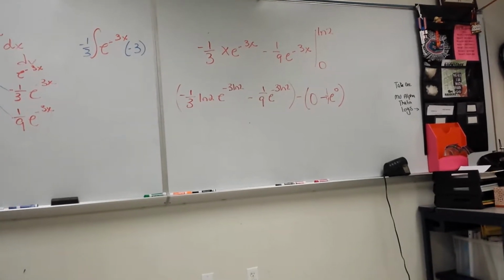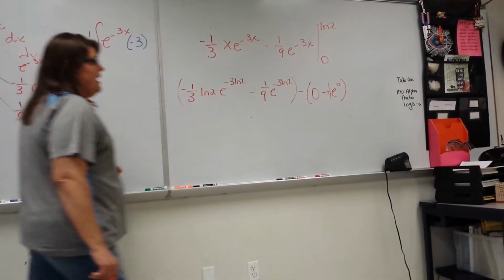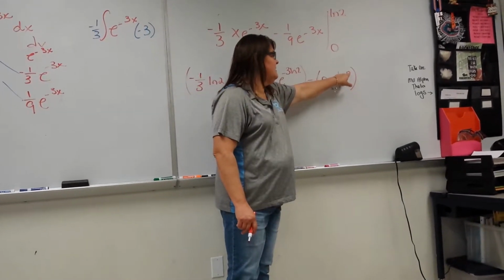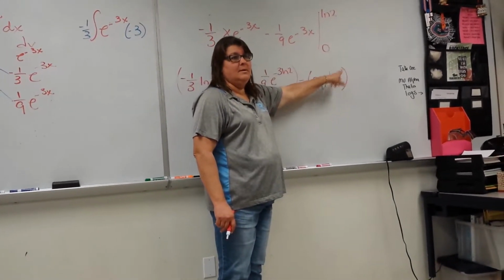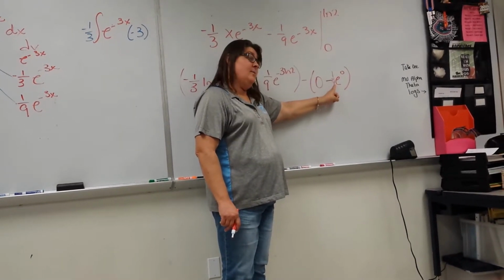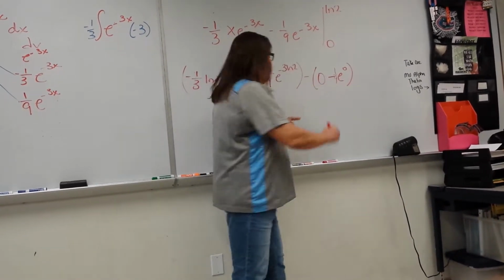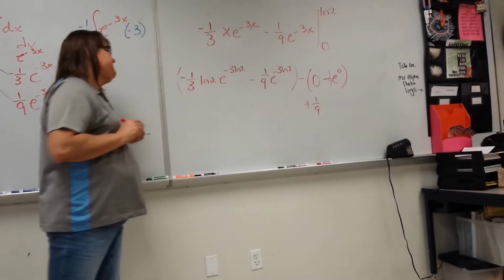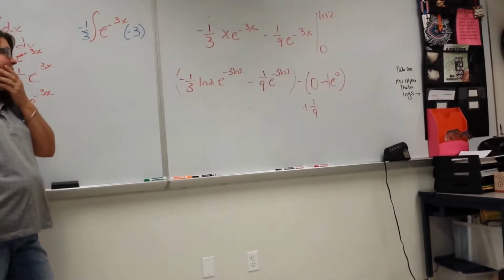Anybody lost? Nope. Now, over here, I think you guys would agree, negative 1/9 and e to the 0. Anything to the 0 is 1. So minus 1/9 e to the 0, so minus 1/9, really, plus 1/9. I'm just cleaning that guy up now. That makes me feel better. Yeah, so far so good, right?